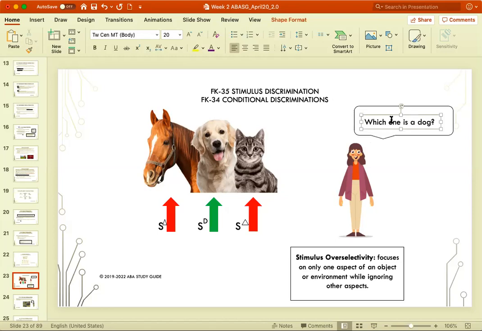If I say jump and you jump, that's stimulus control. If I say jump and you kick, I'm not going to give you reinforcement, or I'm going to reinforce you less. That's a development of stimulus control.